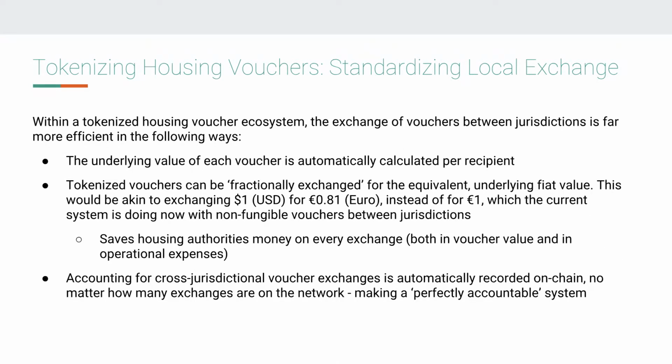So when you tokenize vouchers, another thing you get is that you can now fractionally exchange value where you couldn't before. This would be akin to exchanging $1 for 0.81 euro, right? We're not exchanging $1 for 1 euro. This saves the housing authorities a great deal of money on every exchange, both in voucher value and in operational expenses, in terms of the time it takes to do these things. So accounting for cross-jurisdictional voucher exchanges is automatically recorded on chain, no matter how many exchanges are on the network, making a perfectly accountable system. So you should always know where the money, coming from housing authority to landlord back to housing authority, is.